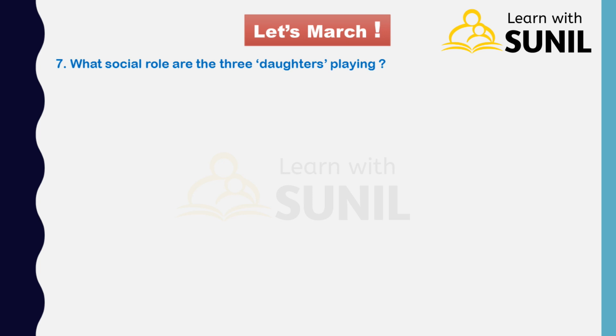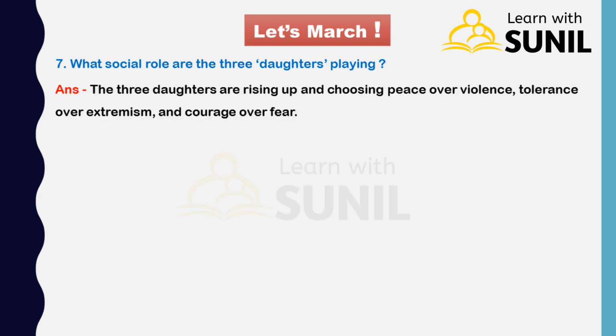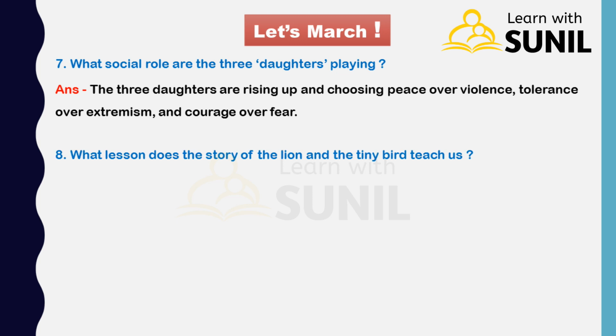Next, what social role are the three daughters playing? Answer. The three daughters are rising up and choosing peace over violence, tolerance over extremism, and courage over fear. Next, what lesson does the story of the lion and the tiny bird teach us? Answer. We have to do our best, though it is so small or little.